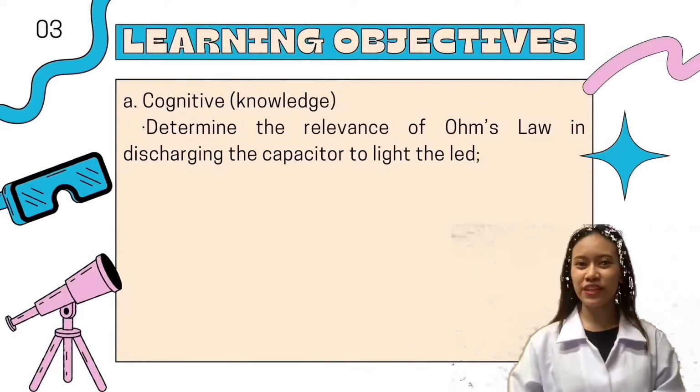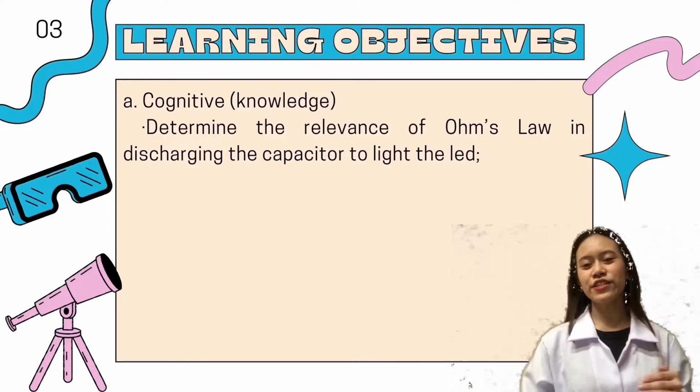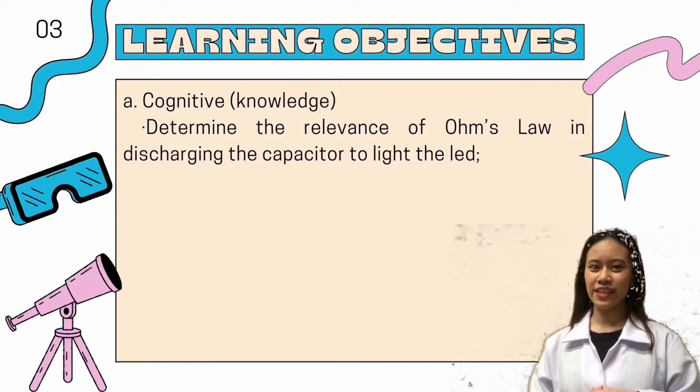We are about to conduct an experiment about Ohm's law and RC circuits. To start with, here are the following learning objectives. In cognitive, determine the relevance of Ohm's law in discharging the capacitor to light the LED lights.